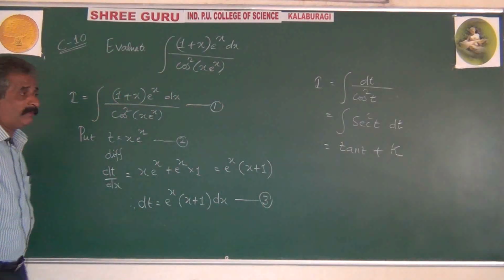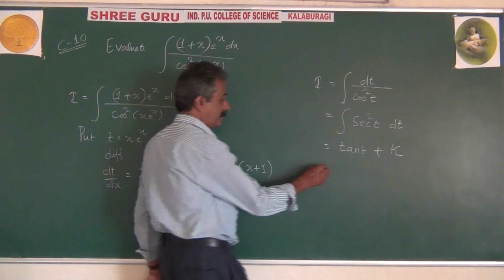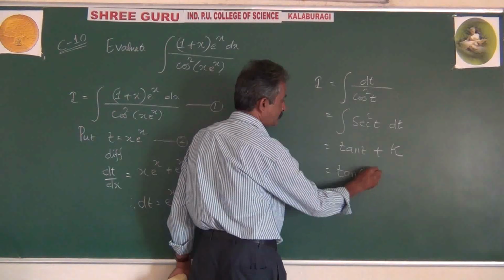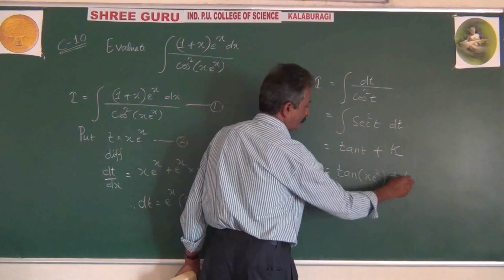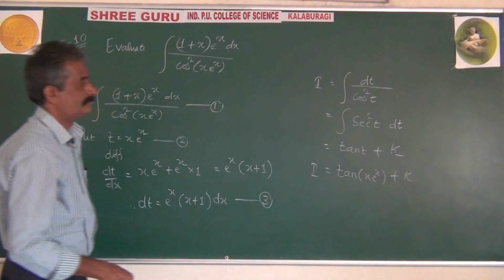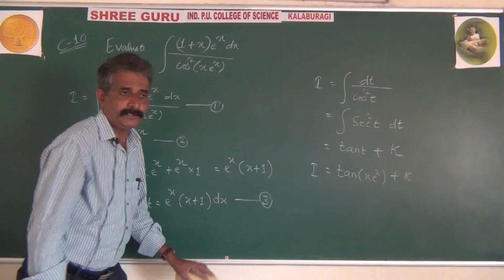And replace back the value of t without fail. T value is x e power x. Finally the answer is tan of (x into e power x) plus k. Next problem.